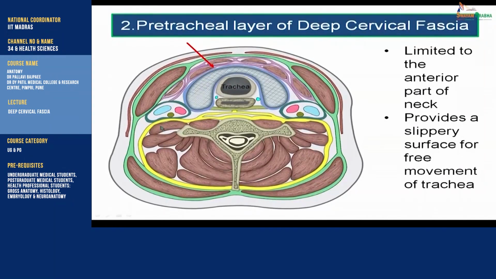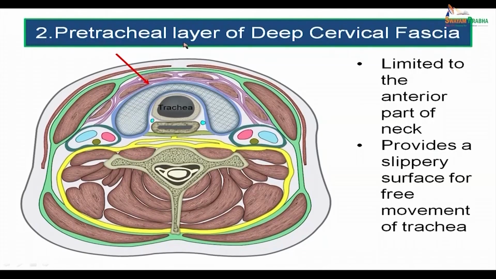Now we come to the second layer, the pretracheal layer. The pretracheal layer is limited to only the anterior part of the neck. It provides a slippery surface for the free movement of the trachea. So again, coming back to this diagram, this is the cervical vertebra, this is the esophagus, this is the trachea, and surrounding the trachea is the thyroid gland, and we can see this blue colored line around the thyroid gland. This is the pretracheal fascia.